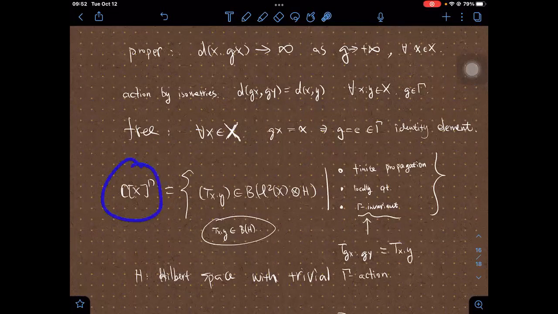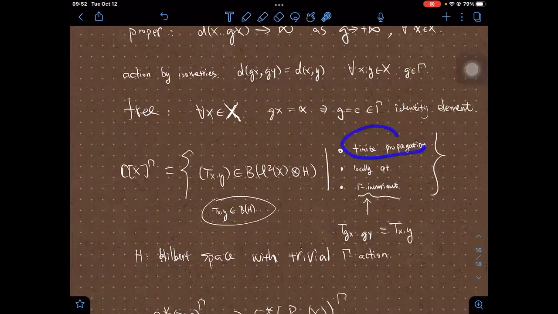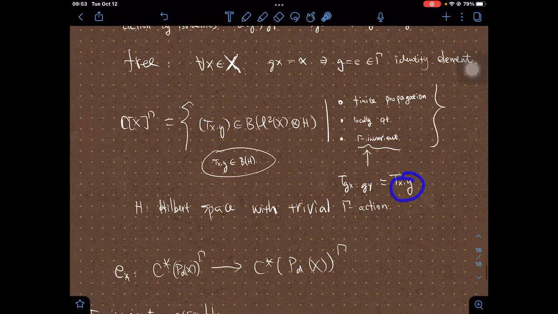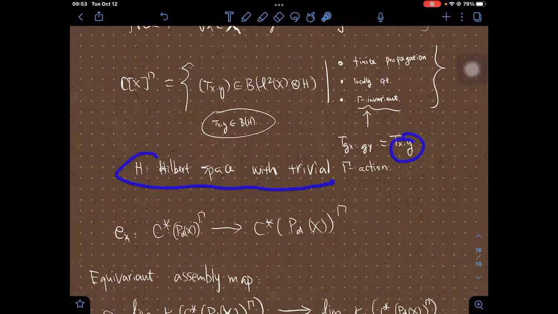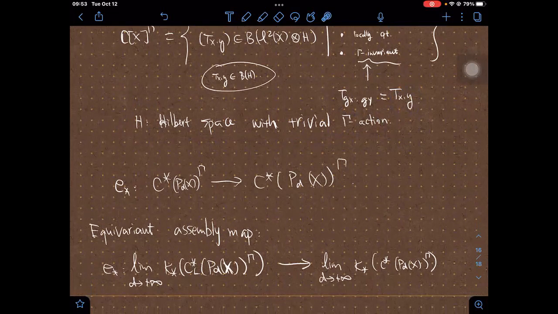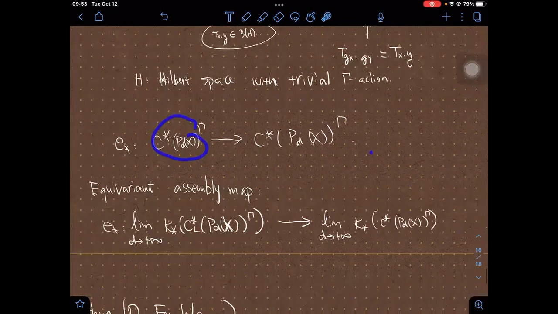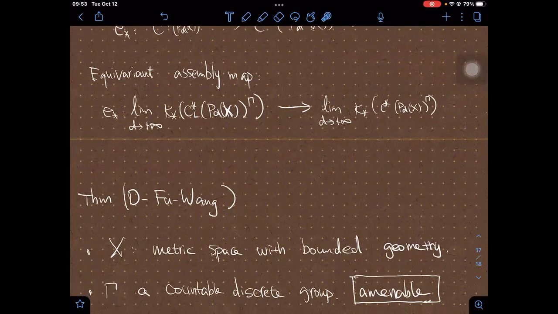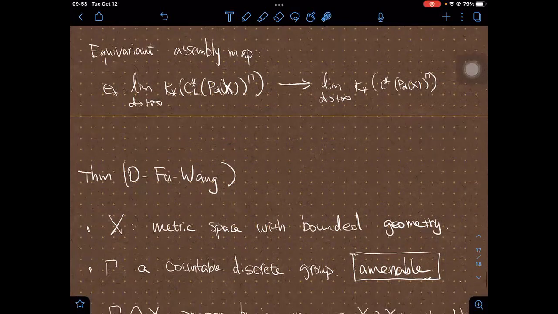Here you can define the equivariant Roe algebra to be finite propagation, locally compact, but here you add one more condition, which is gamma invariant. T is a matrix, and gamma invariant means the entry at gx, gy equals the entry at x, y. Here the Hilbert space H has a trivial action of gamma. Then you can follow the same thing as we did earlier. You have the evaluation at zero map, and then you put all those K-theory groups together, and you will have the equivariant assembly map. The equivariant coarse Baum-Connes conjecture claims this is an isomorphism. The equivariant coarse Novikov conjecture claims this is injective.